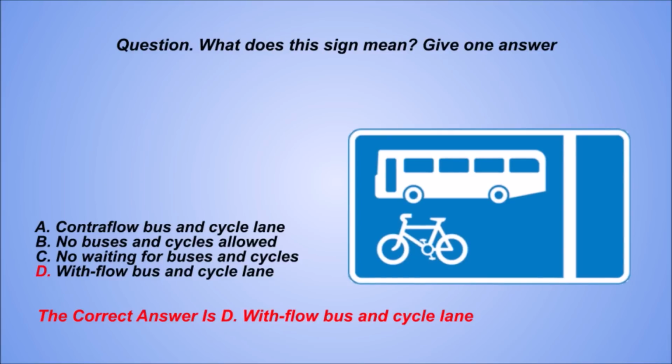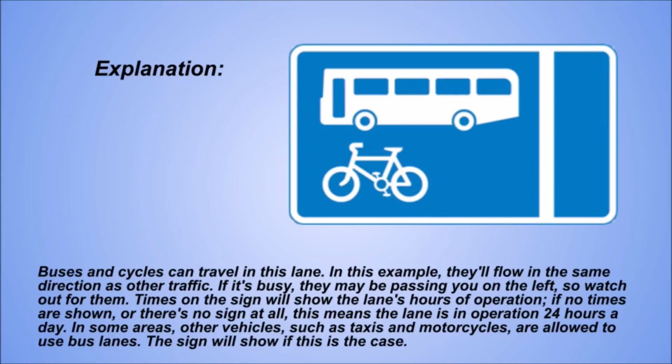With flow bus and cycle lane. Explanation: buses and cycles can travel in this lane. In this example, they'll flow in the same direction as other traffic. If it's busy, they may be passing you on the left, so watch out for them. Times on the sign will show the lane's hours of operation.